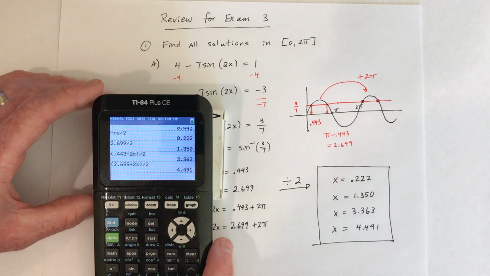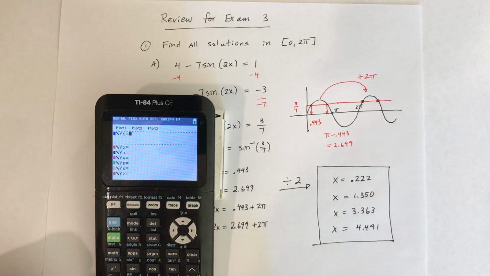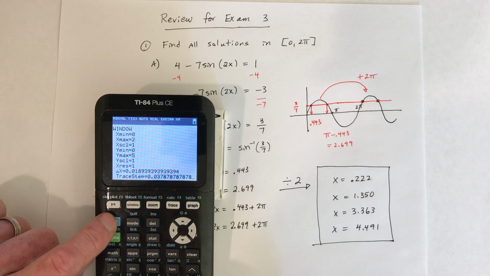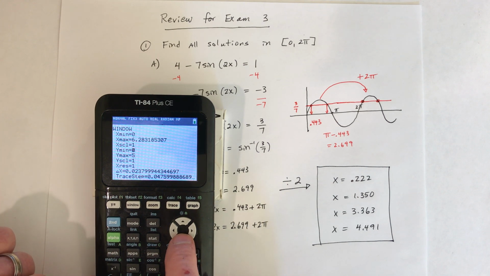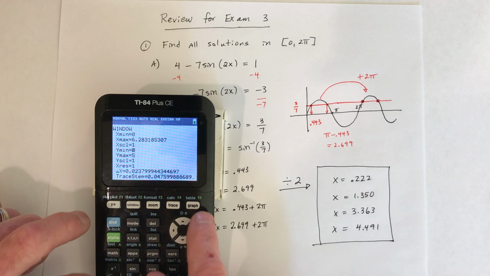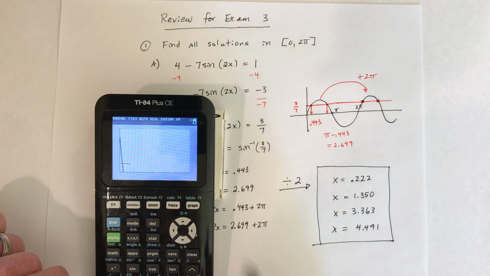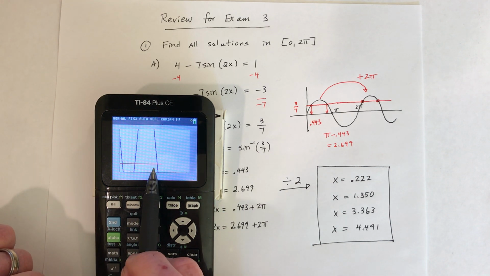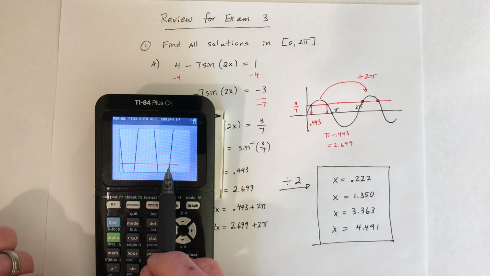Now, if I wanted to check the answer real quick, I could just graph the original problem, which said 4 minus 7 sine of 2x. And then, when does that equal 1? So change the window to go from 0 to 2 pi. And then it's where it equals 1. So if I put 0 to 5, I should definitely be able to see where they intersect. So there's one answer, 2 answers, third answer, fourth answer.